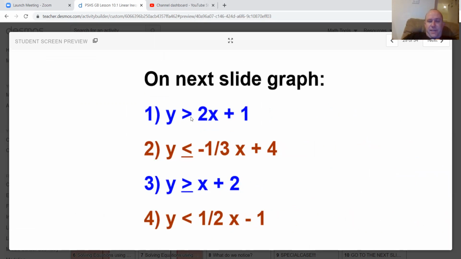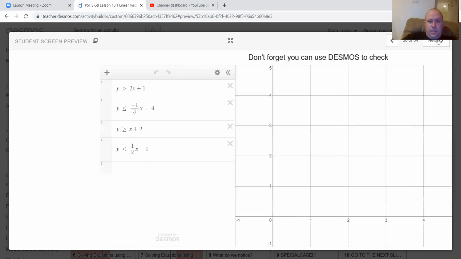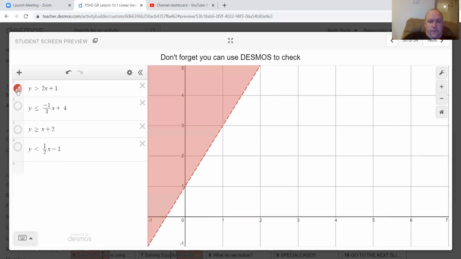So what happens when we change these questions from equals to greater than, less than or equal to, greater than or equal to, or less than? So in other words, our inequalities. So here's the first one.